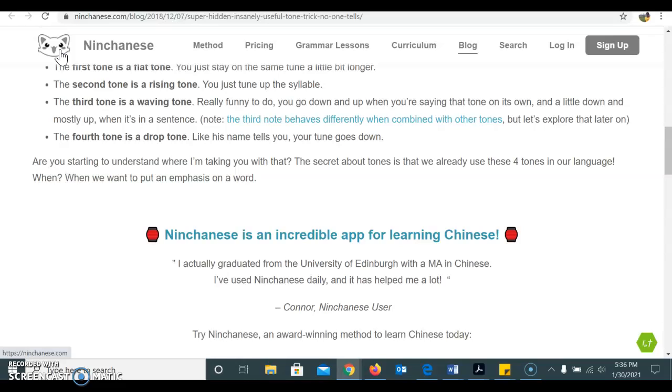But I use this and Duolingo. I use Duolingo maybe for more of my grammar, my sentence structure. But this is definitely important if you want to learn characters, you want to learn the strokes, you want to learn things like that.